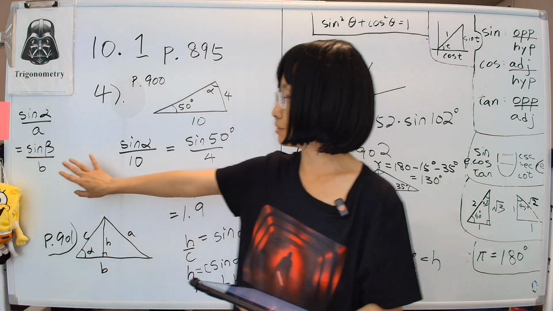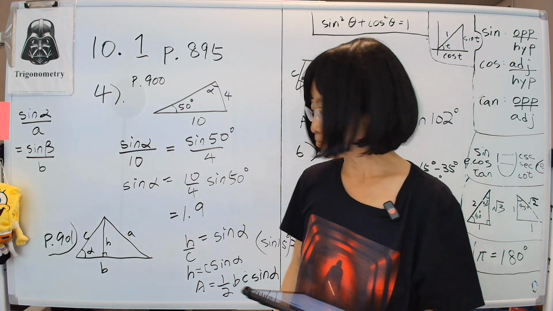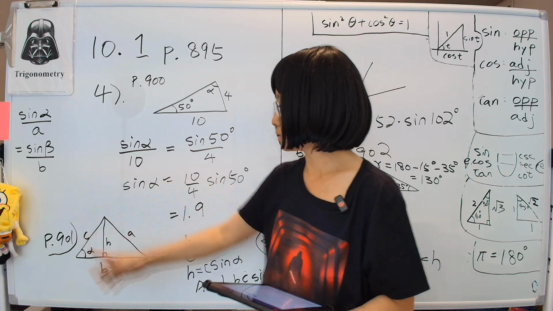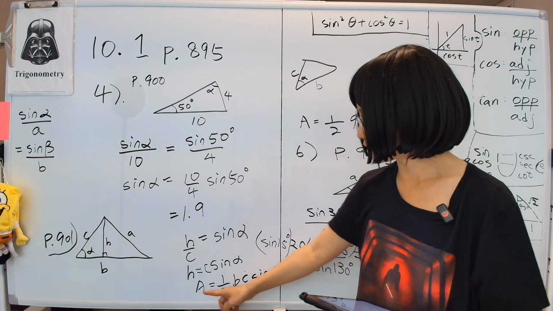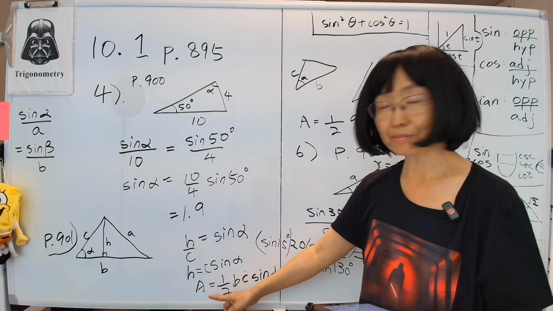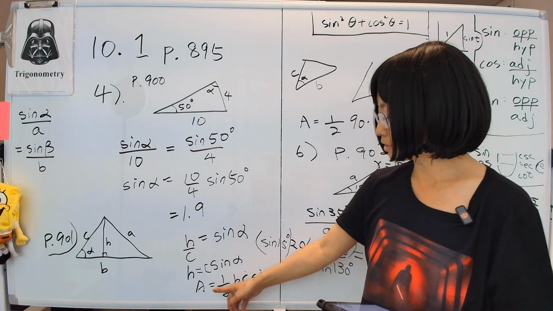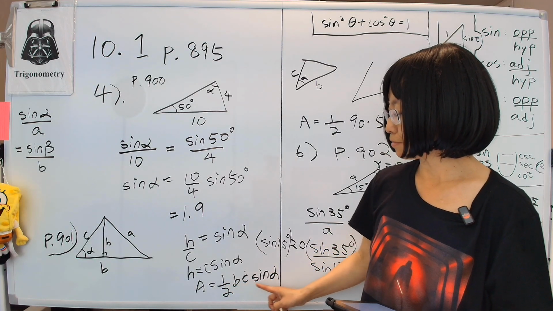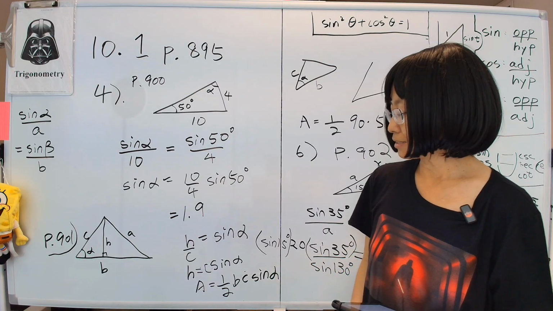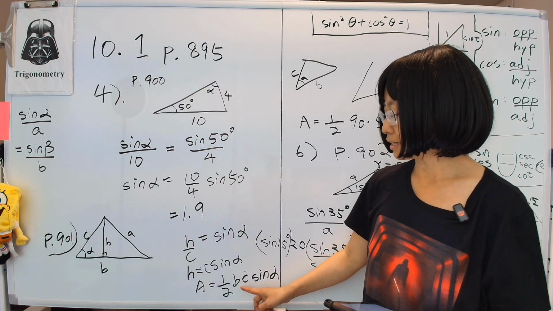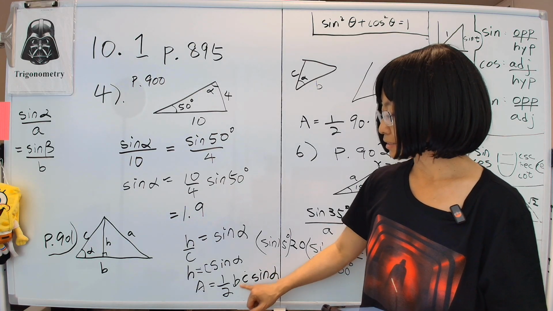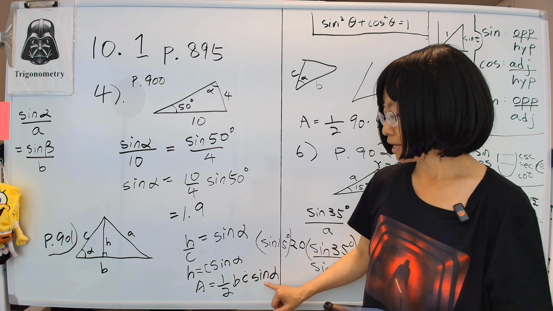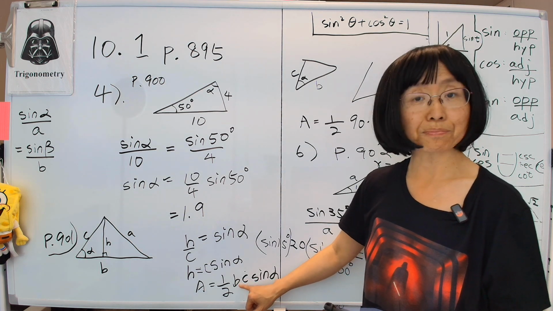You just have to remember this one principle, and there's a minor side that says, by the way, we also know the area of a triangle. You can do it this way: area of a triangle is 1/2 bc sine alpha. That is, 1/2 of the two sides times the sine of the angle that's stuck between the two sides.